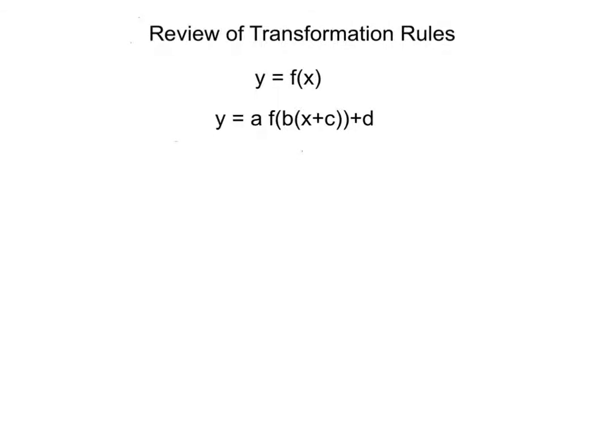So we're going to start reviewing transformation rules. If our original function was y equals f of x, then the function y equals a f of b times the quantity x plus c, plus d, has been transformed based on what those letters a, b, c, and d each represent. So we're going to talk about what each of those letters represents.